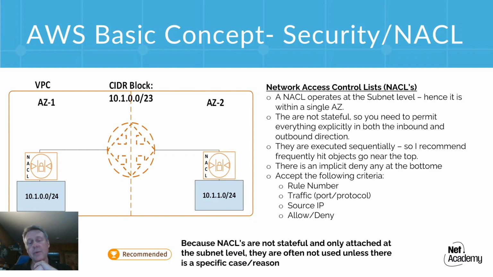Well, because NACLs are not stateful and they're only attached at the subnet level, they don't get granular enough. I find a lot of places don't utilize NACLs. Now, there could be a specific use case and reason. If you're a traditional network engineer, I would say if you have a VLAN that you apply ACLs to on the SVI of a VLAN, for example, you might want to consider bringing that up to the NACL level, right? At least consider it, have the discussion, right? Maybe it makes sense, maybe it doesn't.